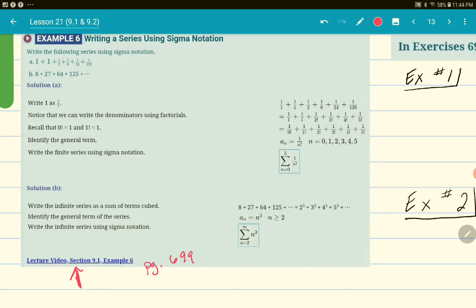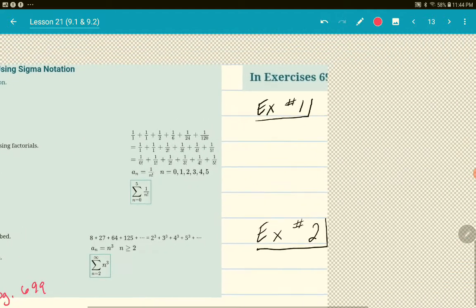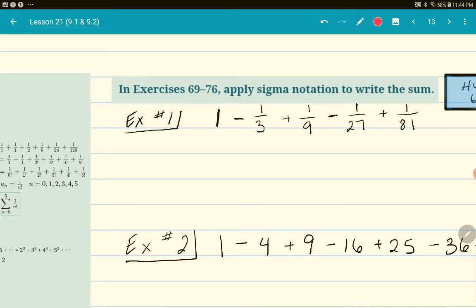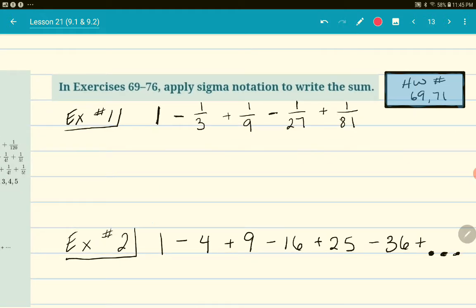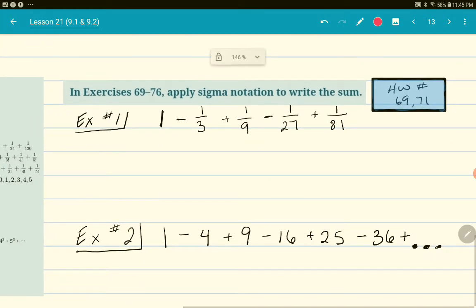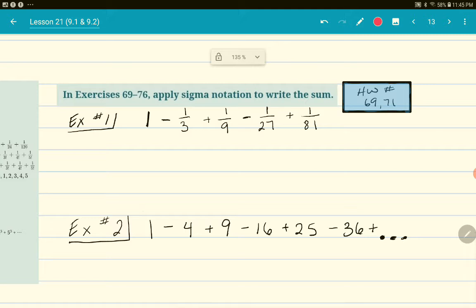Okay, so if you tried that example, you watched that example, go ahead and turn, well, not to your homework, to these 2 examples, and see if you can apply summation notation to these 2 sums. Go ahead and pause this video and write those 2 sums.